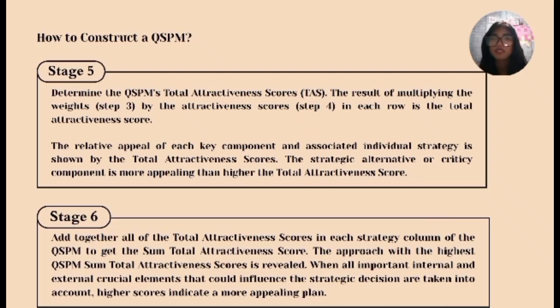Stage 5 is calculate the total attractiveness score or TAS. The formula is TAS equals weight times attractiveness score. So a higher TAS means a better strategy. In stage 6, choose the best strategies. The strategy that has the highest total score is the most attractive choice or best strategy.